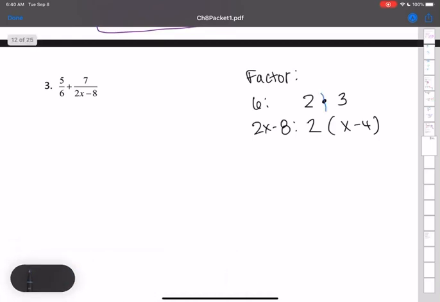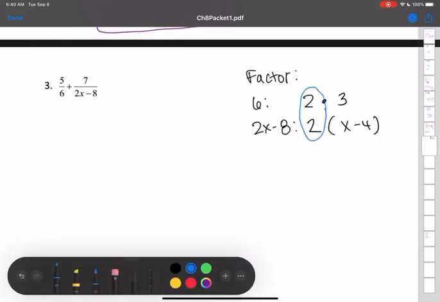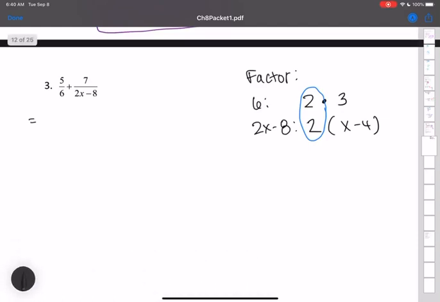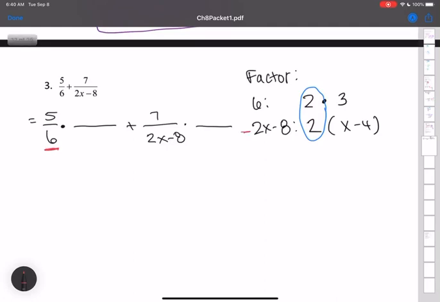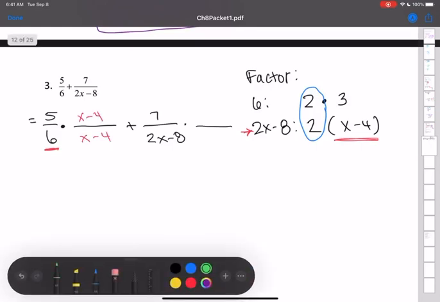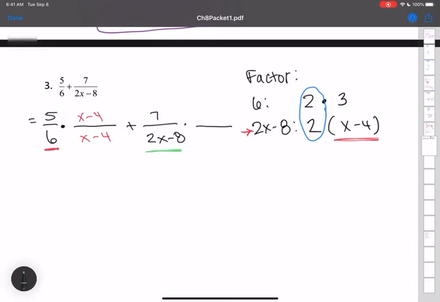Common factor, that 2. I'm going to set my problem up with some space in between. So equals 5 over 6 times something plus 7 over 2x minus 8 times something. So my first one is 6, so I look at my other fraction, which is 2x minus 8 for the denominator. It's missing the factor x minus 4. I go to my second one, which is 2x minus 8. Look at the other one, which is 6. It's missing a factor of 3.